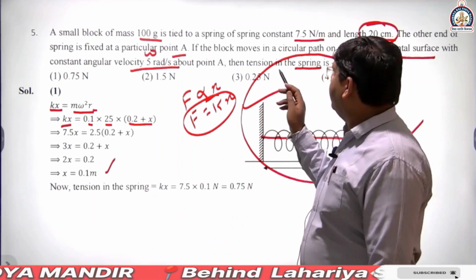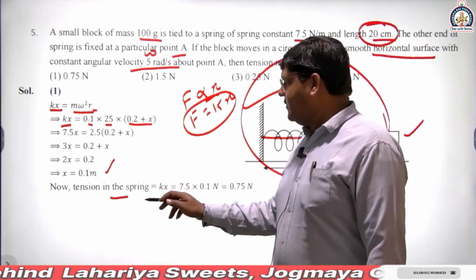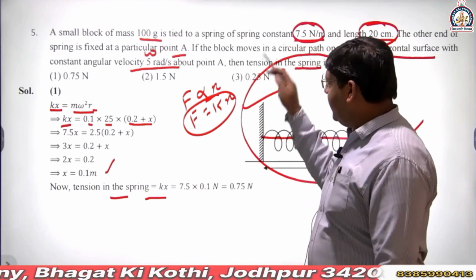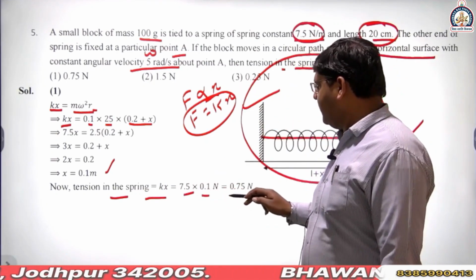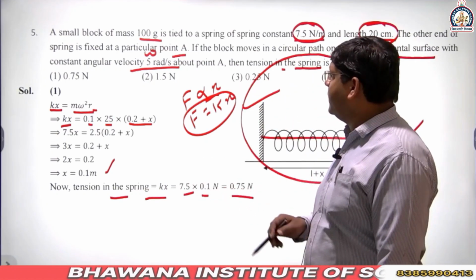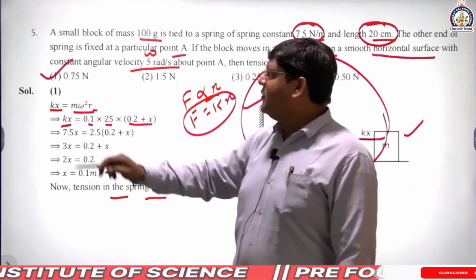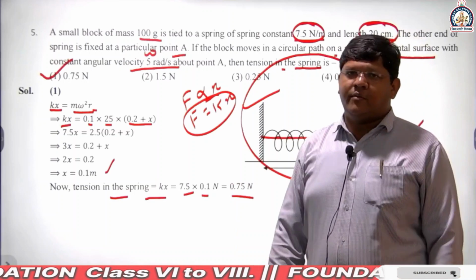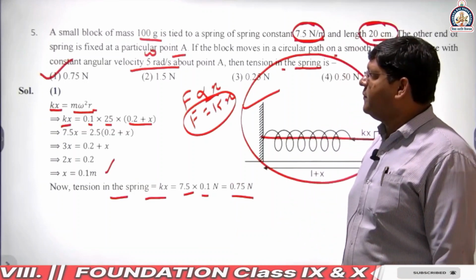Now, we have to calculate the tension. The tension force is given by F is equal to k into x. The value of k is 7.5 and the value of x is 0.1, we get 0.75 Newton. That is our required option number first. This question is basically an example of simple harmonic motion oscillations.